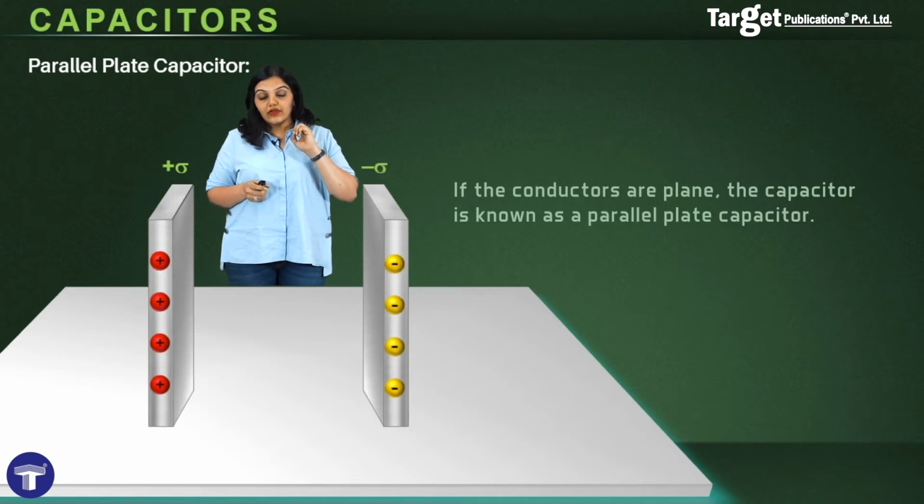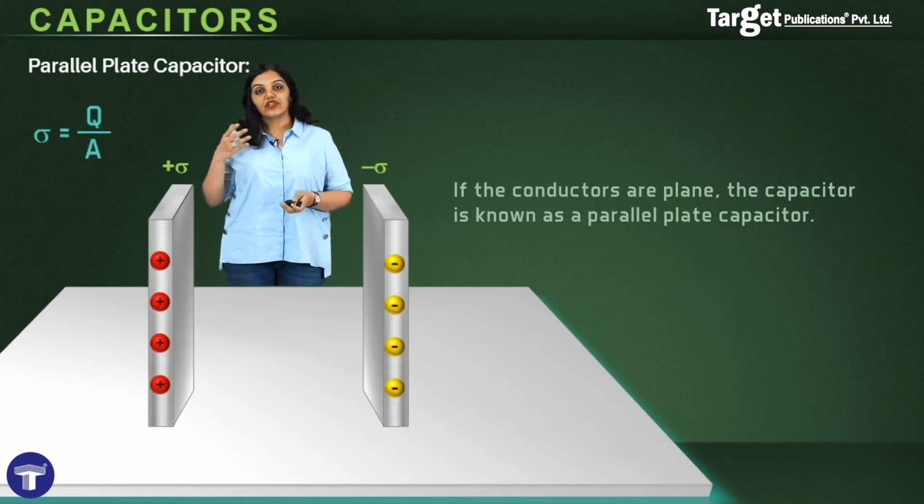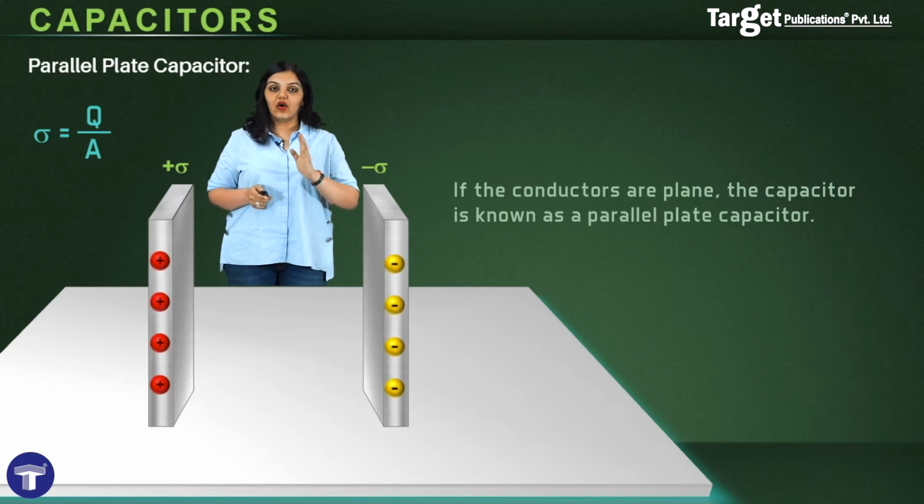Now we can know from the definition of charge density that sigma is equal to Q by A. We can use this for the magnitude of the charge density on the positive or the negative plate, only the plus or minus sign will differ. So Q is the charge on any plate and A is the area of the plate.